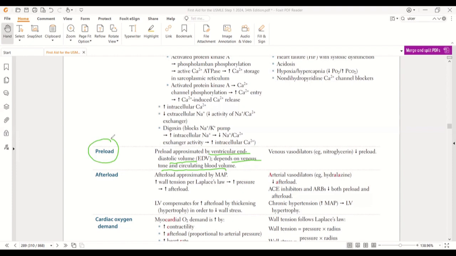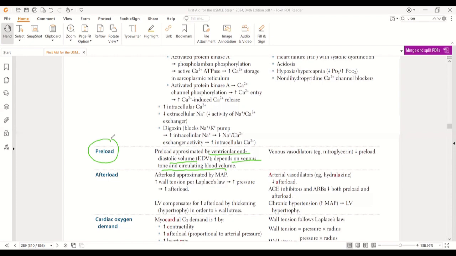Basically, the preload is determined by the ventricular end-diastolic volume, and this is determined by the venous tone and circulating blood volume. Okay, which receptor is present on the vein? Can anybody tell me? Alpha 1 receptor, right? Yes. So alpha 1 receptors are present on the veins.